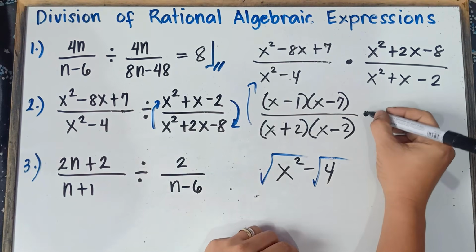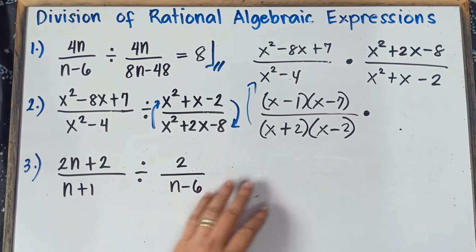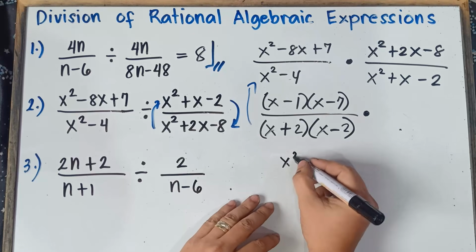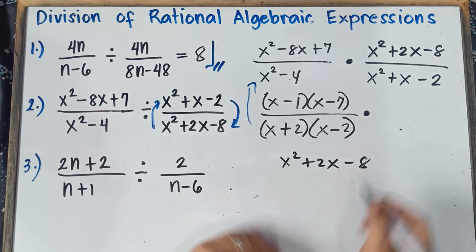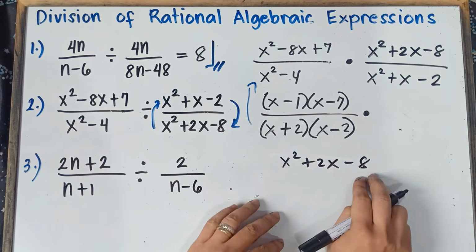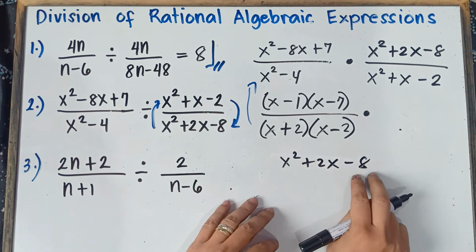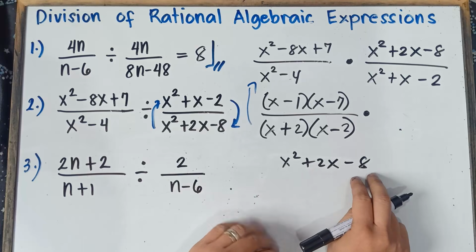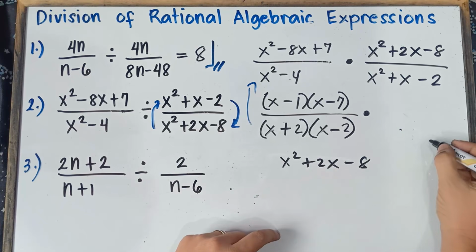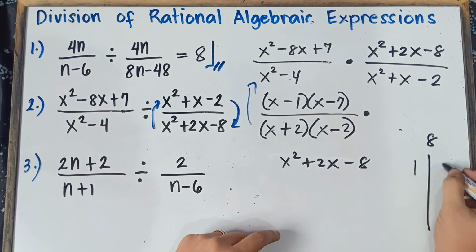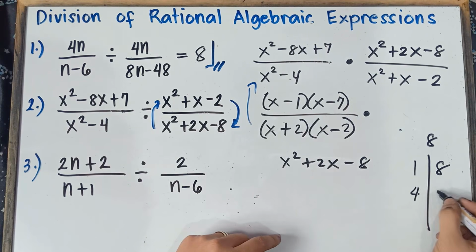Alright, and then multiplied by, so this one, get the factors of x squared plus 2x minus 8. So you find two numbers that when you multiply the two numbers, you will get negative 8. If you combine, you will get positive 2. So what are the factors of 8? We have 1 times 8 and then 4 times 2.